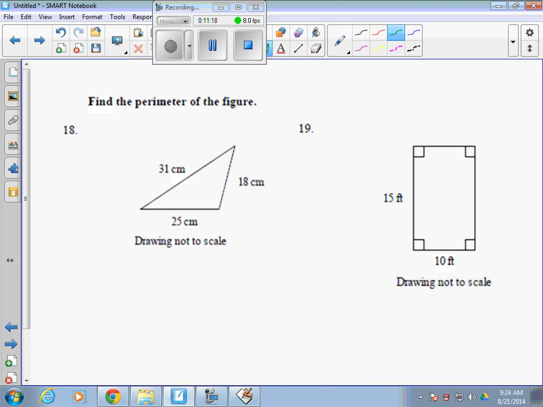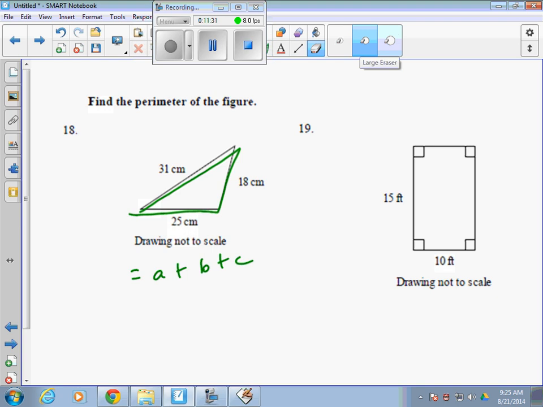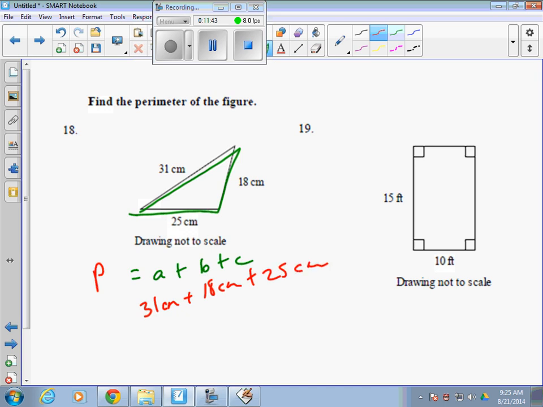Find the perimeter of these two figures. Remember, the perimeter is the distance around it. So the perimeter of a triangle is A plus B plus C. I even wrote it as A, thinking area. Perimeter, A plus B plus C. Neither of these are labeled. Remember, the order of addition doesn't matter. So 31 centimeters plus 18 centimeters plus 25 centimeters. 31 and 18 is 49. 49 and 25 is going to be 74 centimeters, your perimeter.